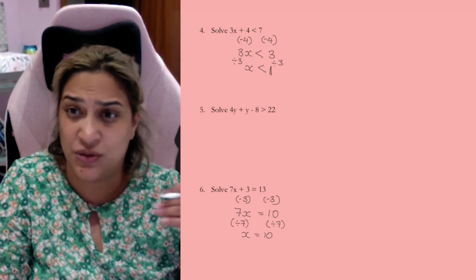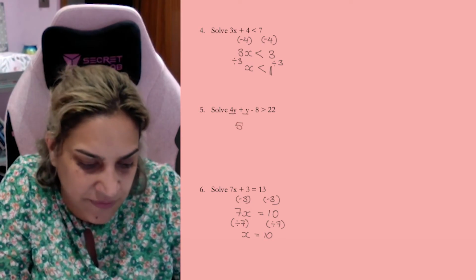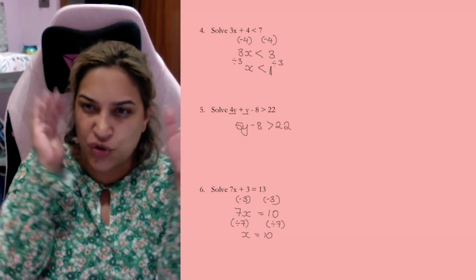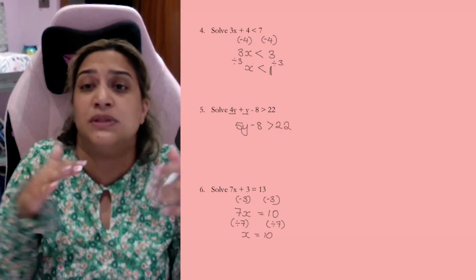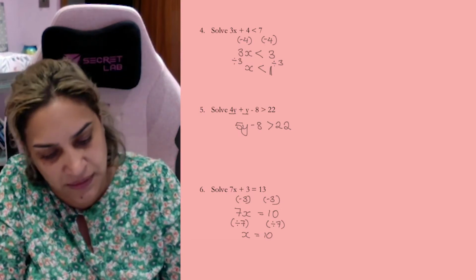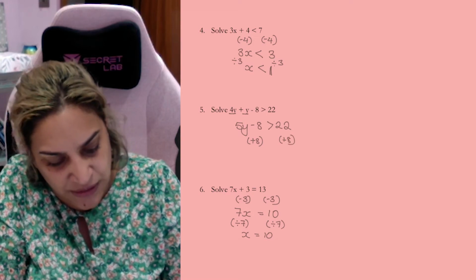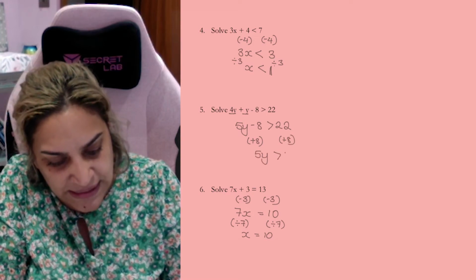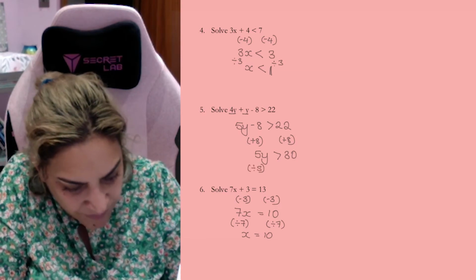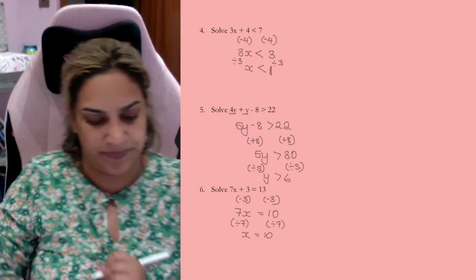First of all, collect all the like terms together. So we've got 4y plus y to give us 5y. Now, exactly the same as before, we treat the greater than sign like an equal sign and make sure we keep it consistently underneath. So we're going to add 8 on both sides. So we'll get 5y is greater than 30. And then we're going to divide by 5. So y is greater than 6.